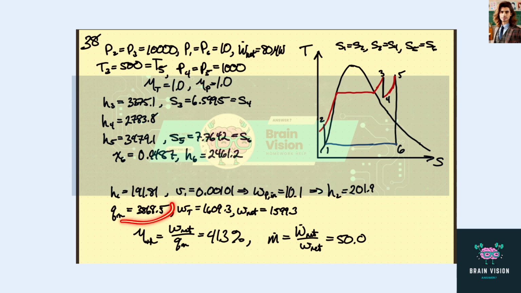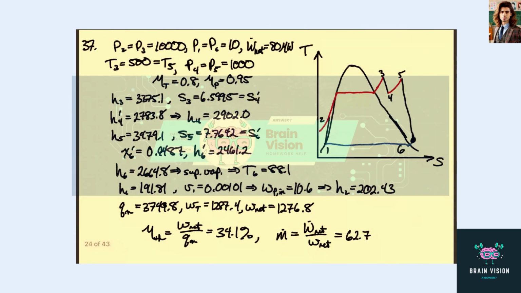So we can look at the boiler and get the heat transfer into the boiler from these pieces to be about 3,870 kilojoules per kilogram. The work out of the turbine is the enthalpy here minus the enthalpy here, plus the enthalpy here minus the enthalpy here. So that winds up being 1,610 kilojoules per kilogram. So we subtract off the power into the pump, get the net work to be about 1,600 kilojoules per kilogram.